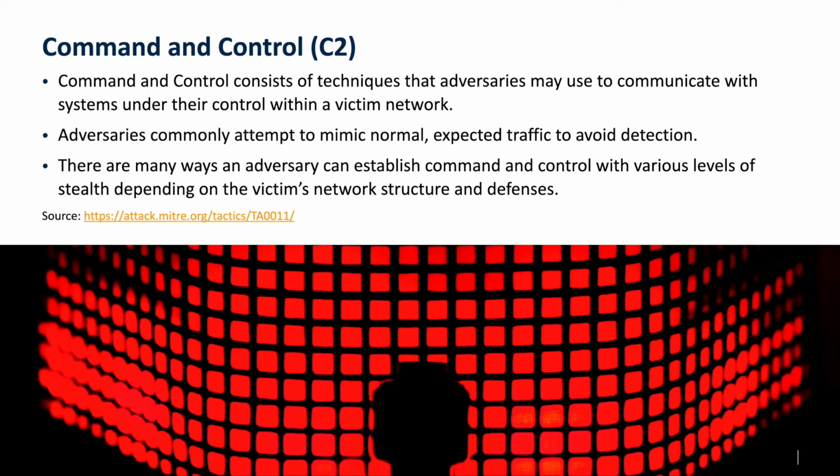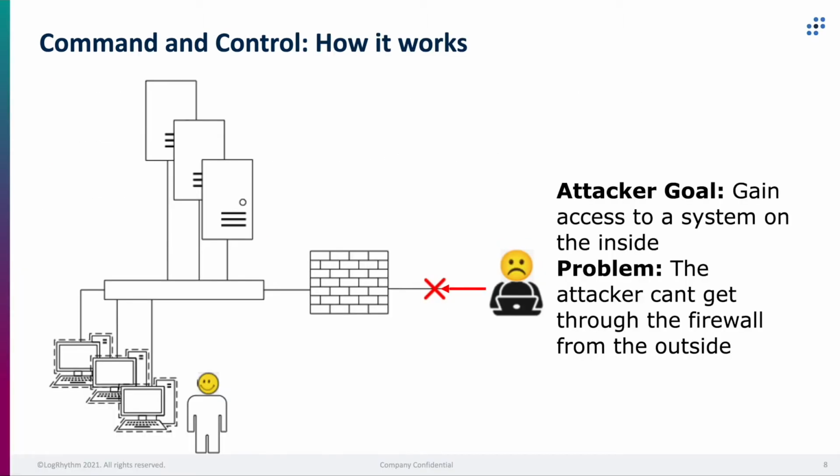And by a victim, I mean a target organization such as Garmin, CD Projekt Red, SolarWinds, so on and so forth. Adversaries leveraging C2 techniques will often attempt to mimic normal and expected traffic. There are also many ways an adversary can establish command and control, and there are many various levels of sophistication and stealth. Now, how does command and control work? Well, the attacker goal when establishing command and control is to gain access to a system on the inside of a network. The problem that they have is that the attacker generally can't get through the firewall from the outside. So these are our standard perimeter defenses that we've had for a number of decades, ring-fenced by a firewall.